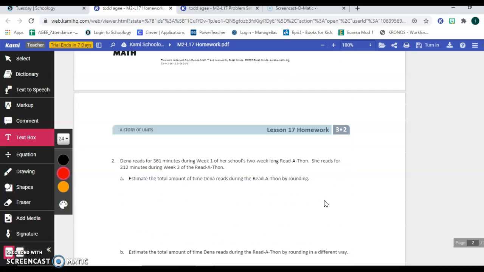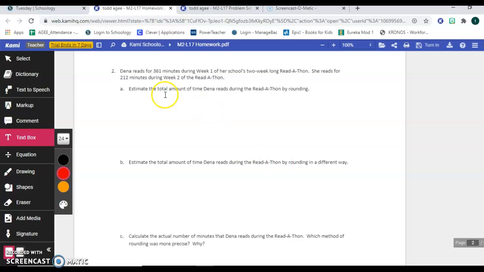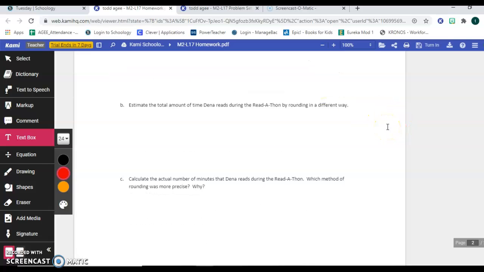And then moving into the last part of the assignment here, it's more of the same. They're asking you to use reasoning skills to round either to the nearest 10 or the nearest 100, and find the sum that way and compare it to the actual sums.